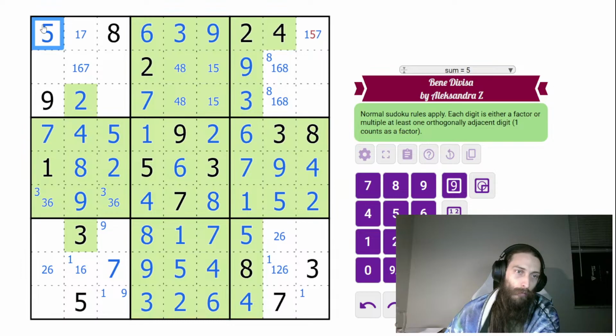Well, the 1 has to be next to the 5, so it can't be this one. But one of those two has to be 7. And if 5 has a 7, you couldn't put 1 next to both, so that's 7, 1, and 6.